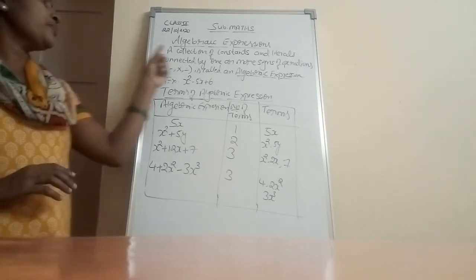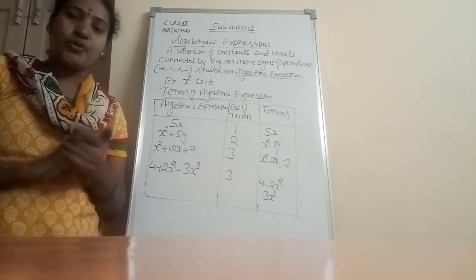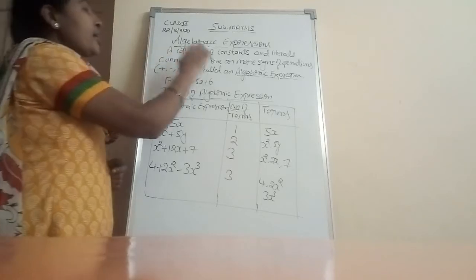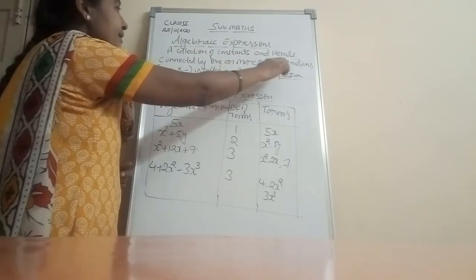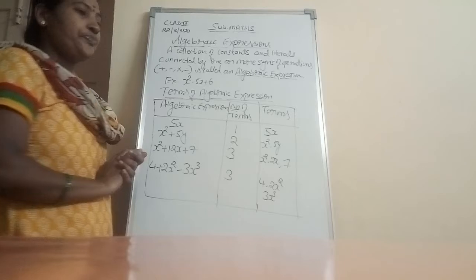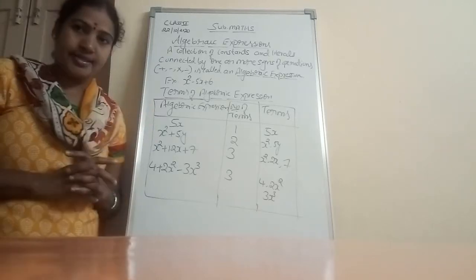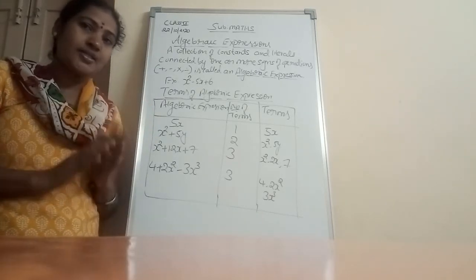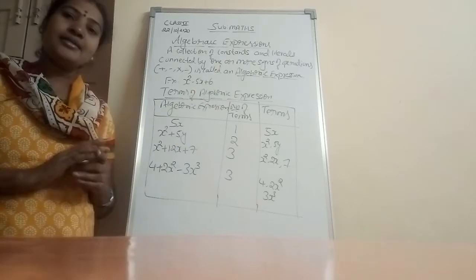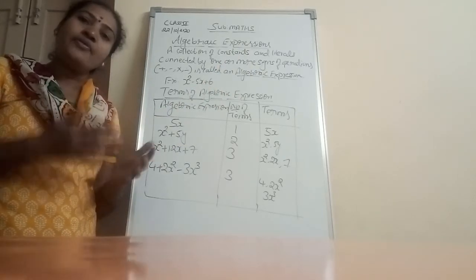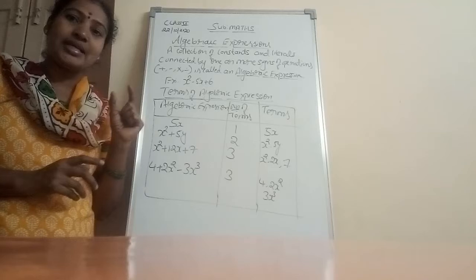Today let me explain about algebraic expressions. What is the meaning of algebraic expression? A collection of constants and literals connected by one or more signs of operations. You already know the meaning of constants like 2, 3, 4, the numbers. Those are all known as the constants. And literals means x, y, z, a, b, c, d like that. We can give any value for those letters. That is known as the literals.